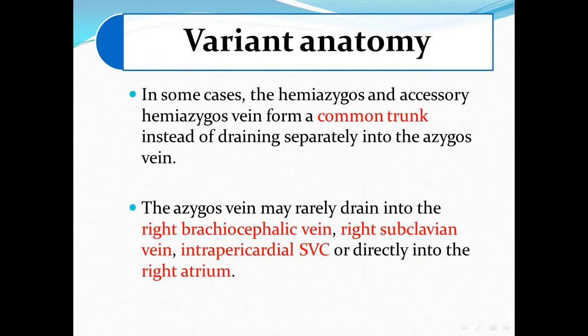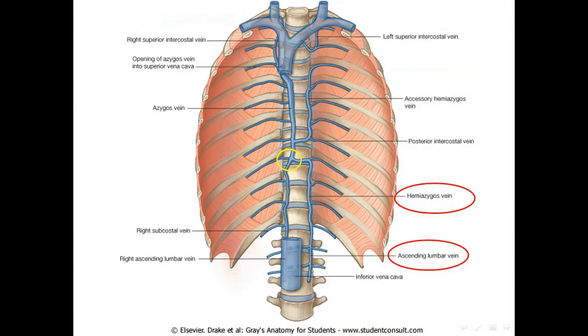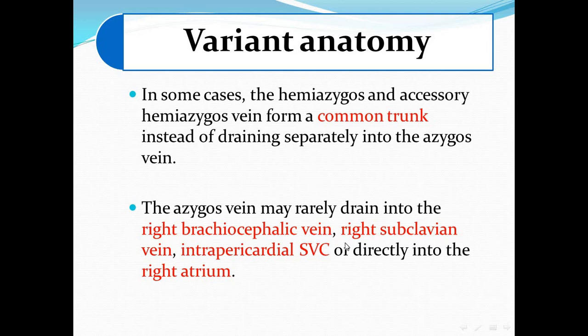The variations are sometimes the hemiazygos and accessory hemiazygos vein form a common trunk instead of draining separately into the azygos veins. So they will not have these two draining parts. They will have only one common trunk of both of them.